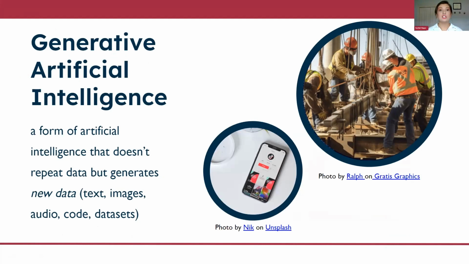And then in those two images, we saw generative artificial intelligence, which is a form of artificial intelligence that doesn't repeat or just predict or have a decision tree, but it actually is generating new data. So it's not just repeating the data that you fed it, it's generating new data: text, images, audio, code, and even new data sets. So some ways you might have seen this, and we're going to get into why it's a little bit of a squishy problem right now.